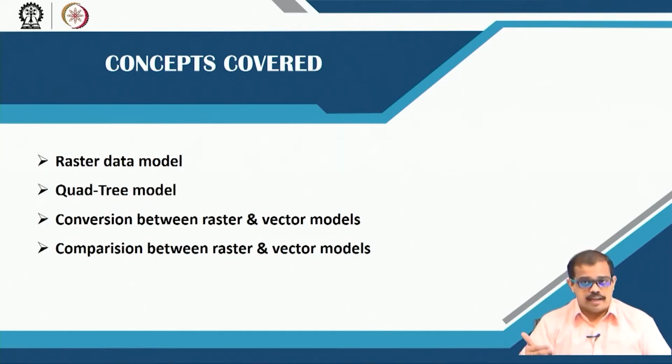How do you represent a raster data model? We will also look at a quad tree model. It is a type of a raster data model. We will see what it is, also called Q tree or quad tree. So, we will look at this kind of model. How do you convert between raster and vector data models? You can always convert a raster model into a vector model and a vector model into raster model. We will look at how it is, and lastly we will also end this particular class with a comparison between a raster and a vector.